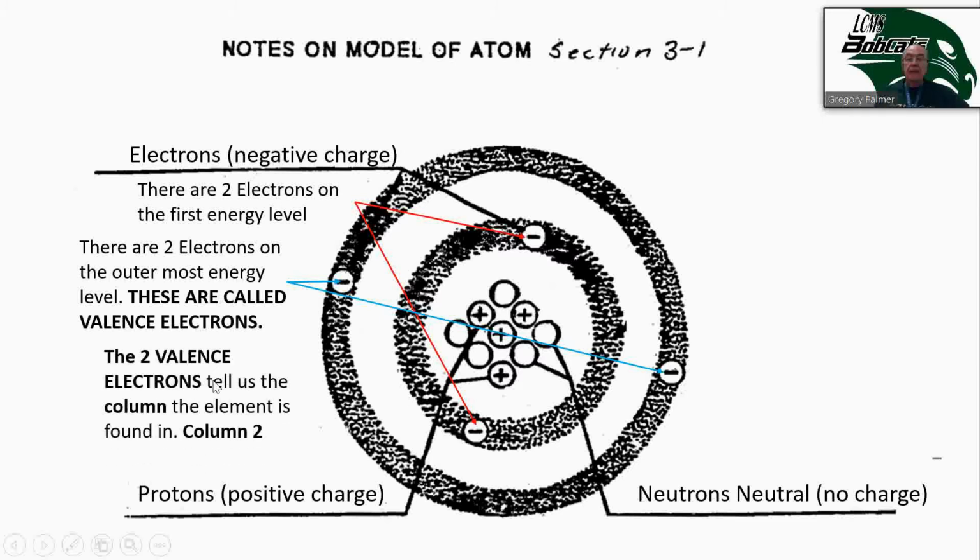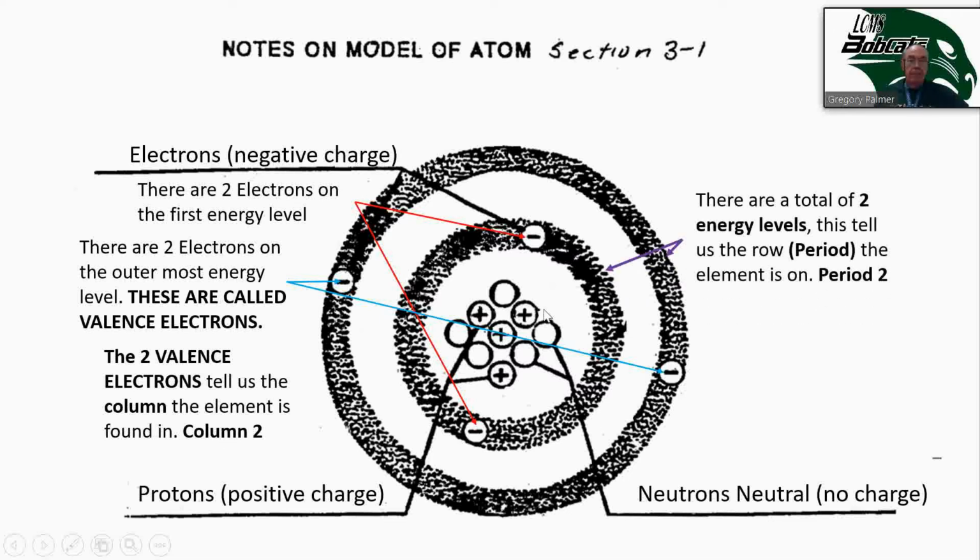Okay. 2 valence electrons tells us the column the element is in on the periodic table. So because there's 2 valence electrons, we would expect to find this element in column 2. And there's a total of 2 energy levels. There's this first inner energy level and then this second energy level. This tells us the row or the period the element is on. So we would expect to find this on period 2. So the columns go up and down and the rows go across.